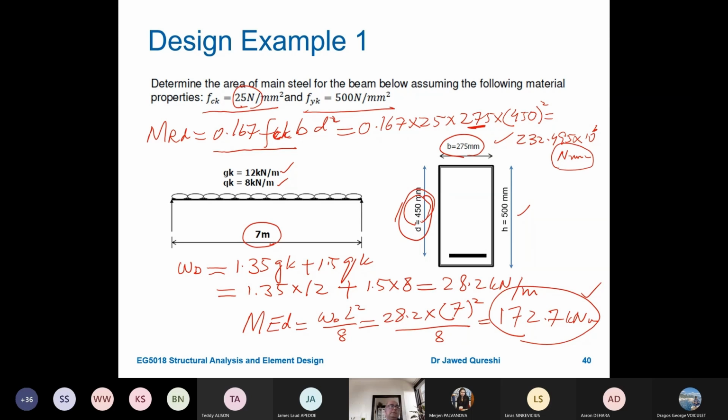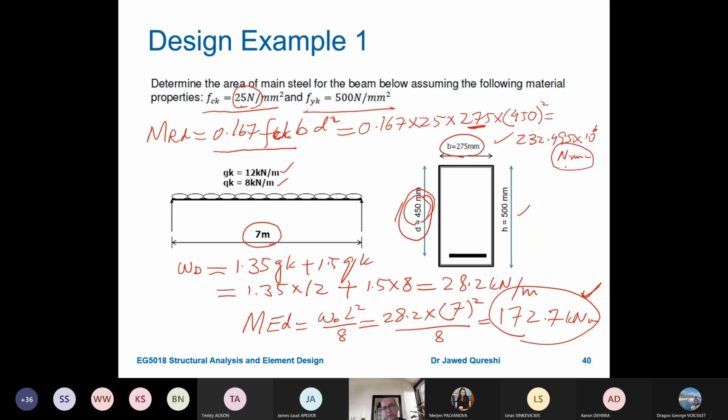One of the mistakes that some students make in exams is that they compare this really big value in Newton millimeter with this kilonewton meter value. So they would always design it as a singly reinforced beam. But here is the catch. You have to convert this into kilonewton meter. This is a very big number. If you are getting a very big number and comparing with 172 or in hundreds, it means that you're making a mistake somewhere. The units need to be converted.